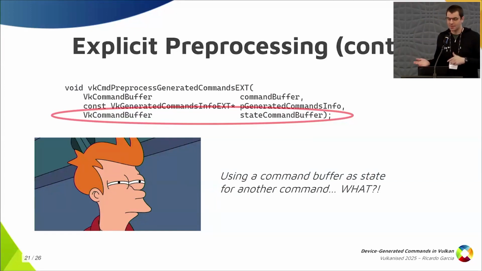So instead of that, the preprocess generated commands function takes an argument that is a state command buffer, and the specification tells you that this is a command buffer that needs to be in the recording state, and the preprocess step is going to read state from it. And this is the first time, and I think the only time in the specification, that something like this is done. So you may be puzzled about how you use this, how you would pass it.